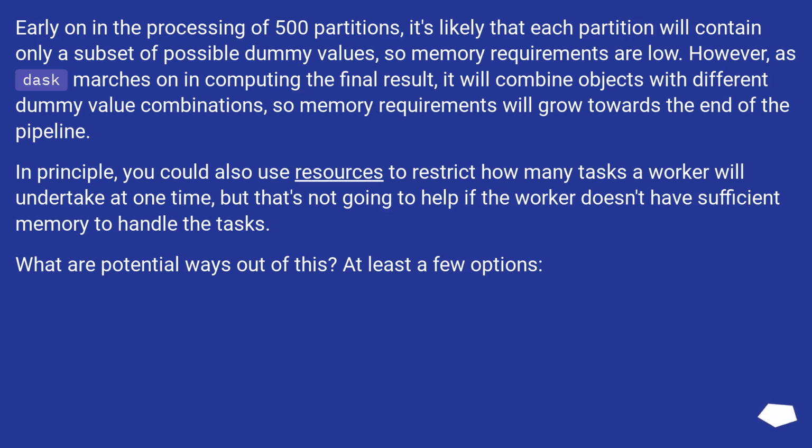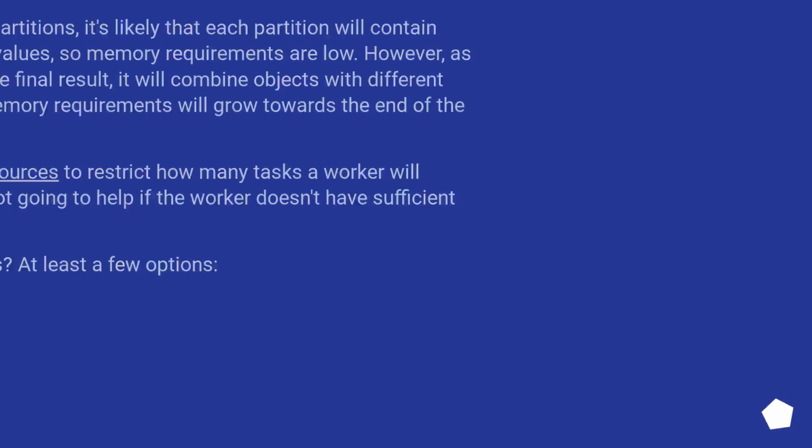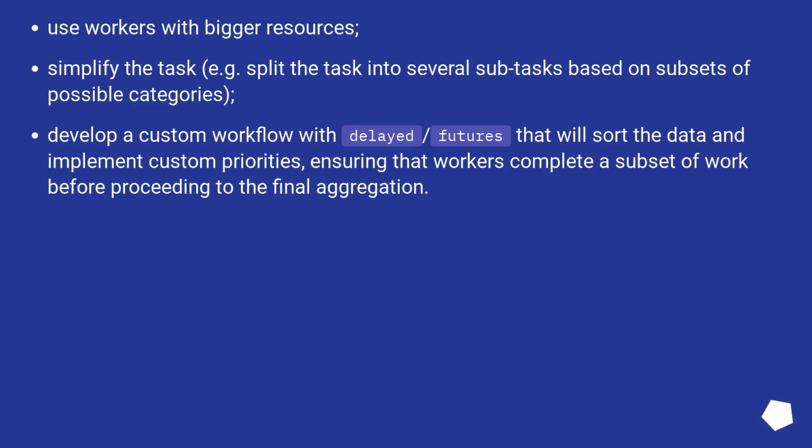What are potential ways out of this? At least a few options. Use workers with bigger resources. Simplify the task, for example split the task into several subtasks based on subsets of possible categories. Develop a custom workflow with delayed/futures that will sort the data and implement custom priorities, ensuring that workers complete a subset of work before proceeding to the final aggregation.